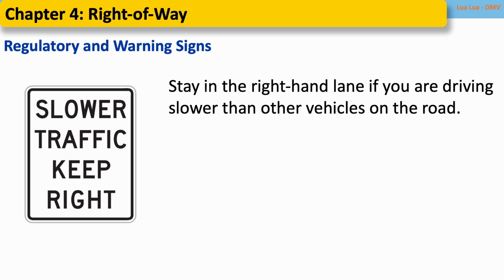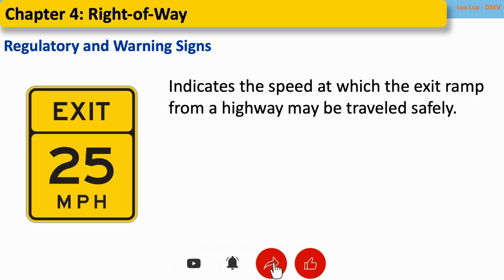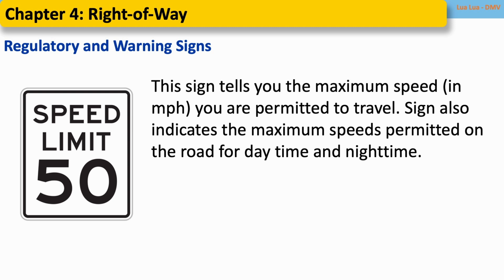Stay in the right-hand lane if you are driving slower than other vehicles on the road. Indicates the speed at which the exit ramp from a highway may be traveled safely. This sign tells you the maximum speed, in miles per hour, you are permitted to travel. Sign also indicates the maximum speeds permitted on the road for daytime and nighttime.